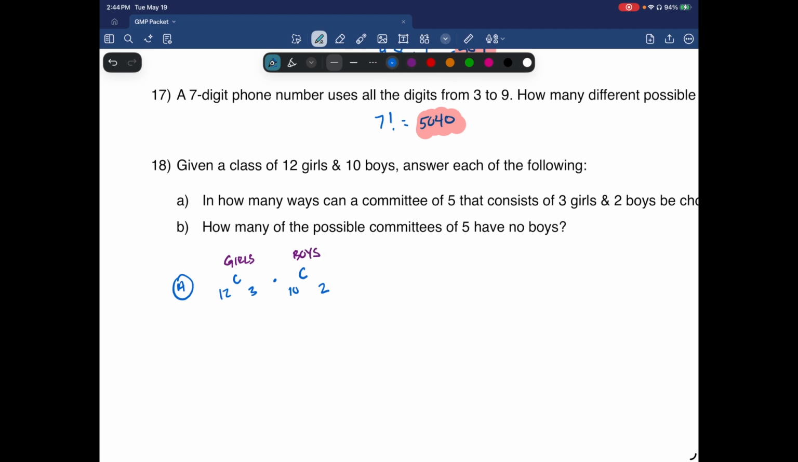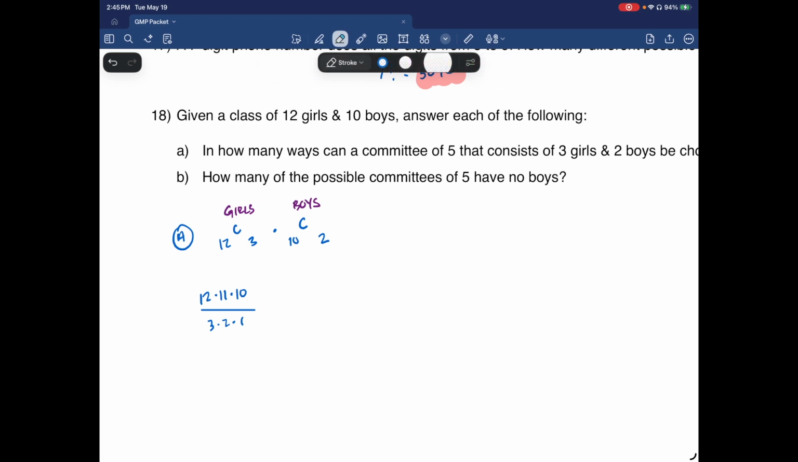All right, so normally this would be 12 factorial over 3 factorial times 9 factorial. Well, the 9 factorial is 9 times 8 times 7 times 6 times 5 times 4 times 3 times 2 times 1. And I can take all of that string of numbers out of the top and just leave me with 12 times 11 times 10, which would leave me with 3 factorial on the bottom. So this is what I have for the girls. For the boys, I can do the same thing. This would be 10 times 9 over 2 times 1.